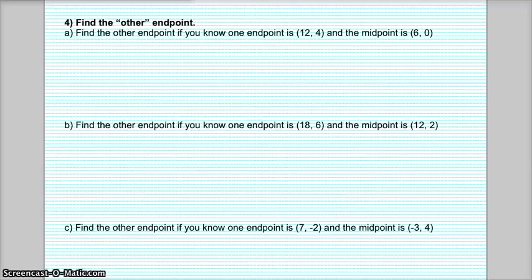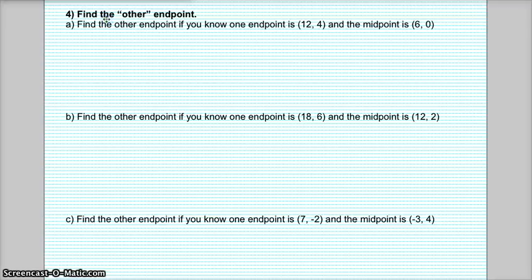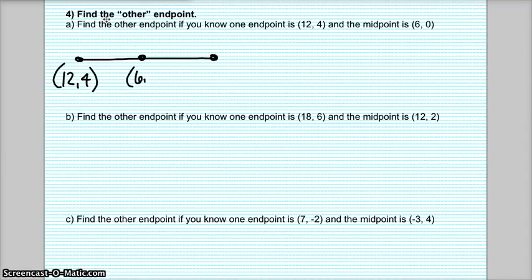All right, last section. It says, number 4, find the other endpoint. Okay, so this is the harder of the midpoint formula. If you think about midpoint formula that we've been doing, the 3 examples you just did, you were given 2 endpoints and you had to find the middle. The difference here is that you're asked to find the other endpoint. So they're telling you that in a segment, and this is by no means drawn to scale, that one of the endpoints is (12, 4). It's telling you that the midpoint is (6, 0), and you're being asked to find the other endpoint.